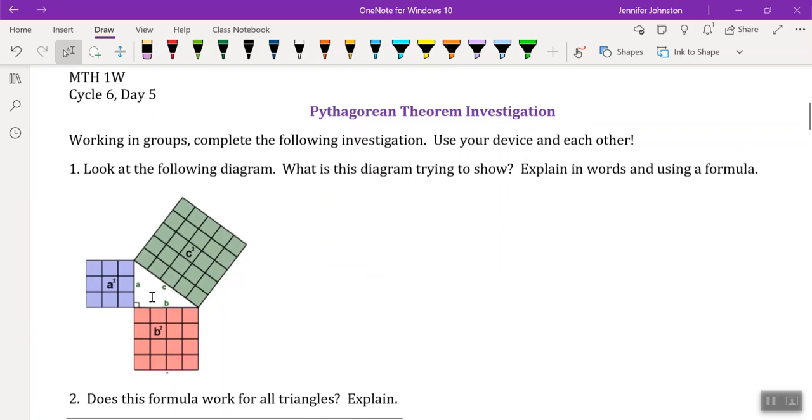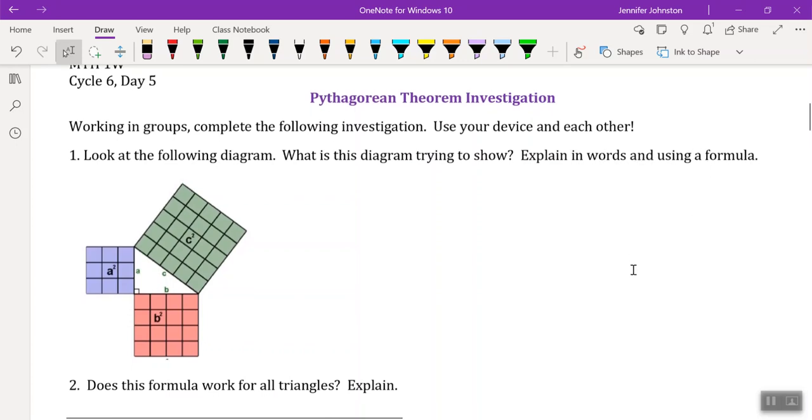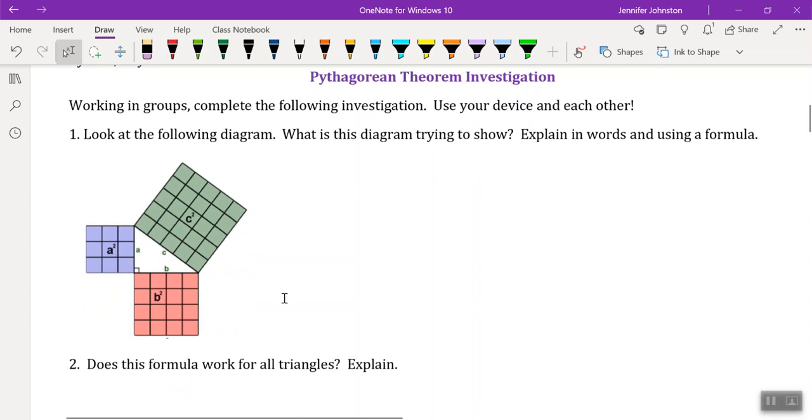So look at the following diagram. What is the diagram trying to show? Explain in words and using a formula. So what is it trying to tell you? Go ahead and press pause and see if you can come up with anything.